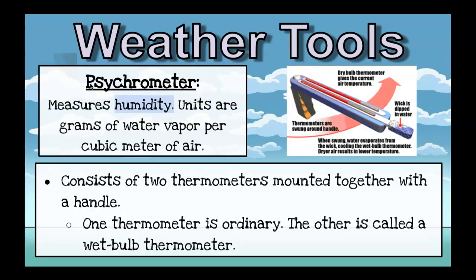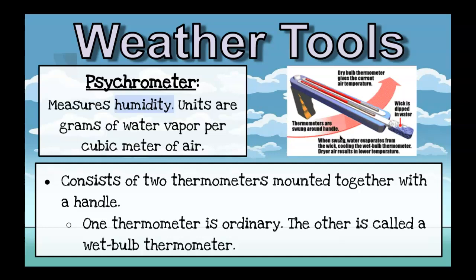The next tool is a psychrometer, and psychrometers measure humidity. They do so with these two bulbs that you see right here. Here's a wet bulb. It has like a little piece of cotton that you dip in water. And then here's the dry bulb that does not get any water on it. You grab the handle right here and you sling it side to side, and these two thermometers measure different temperatures, and you subtract the two, and that tells you the amount of humidity in the air.